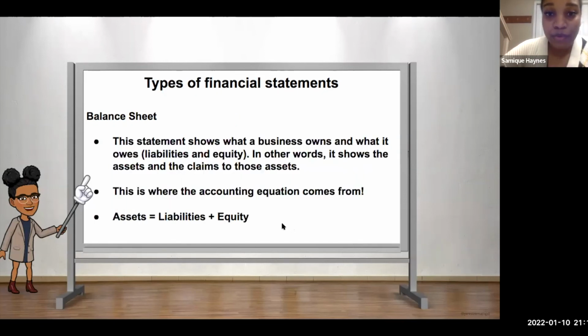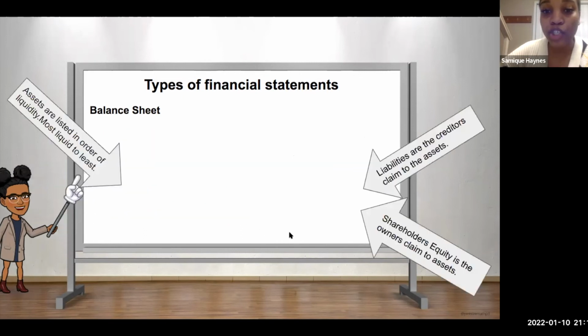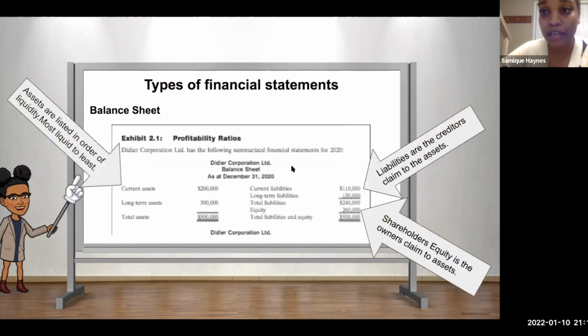Then the next one we have is the balance sheet, and that just shows you a snapshot of the company. It shows your assets is equal to your liabilities plus equity. It just shows you your accounting equation. And we learned the accounting equation. Most of the people in this class have already, at this point, almost mastered the accounting equation. And so your balance sheet is just showing you a snapshot of the accounting equation.